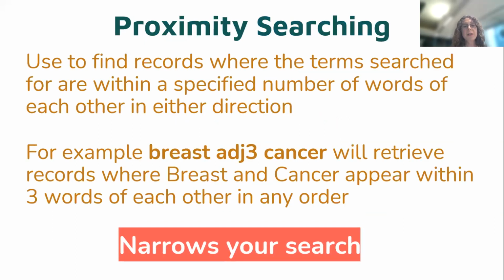You can also use proximity searches, which find records which have the terms within a specific number of words of each other in either direction, unlike a phrase search where they're in that particular order. So for example, it would be breast adjacent 3 to cancer. That will retrieve all the records where breast and cancer appear within 3 words of each other in any order. So it narrows your search down, again, focusing your search. And it's especially useful when you're more familiar with the literature, because you know how the terms and the subject is talked about within the literature, and then you can use that as a powerful tool to focus and narrow your search.